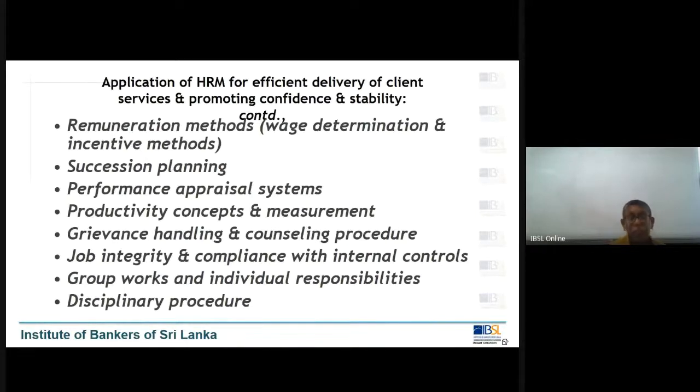Or orientation program? What is training and development? What is mentoring and coaching? How are you going to monitor your remunerations? How are we going to measure your performance?